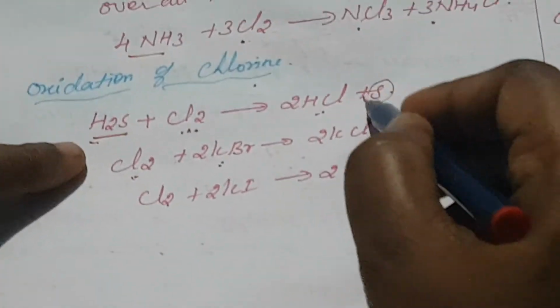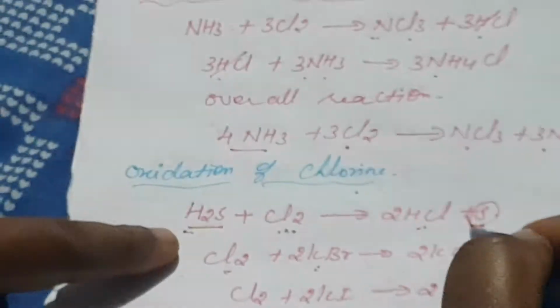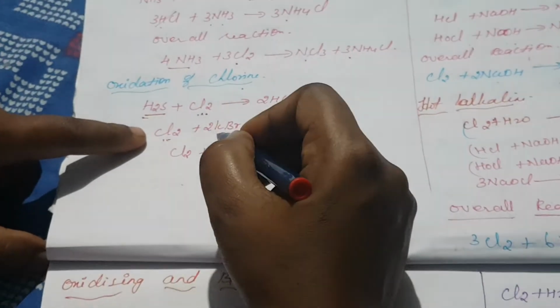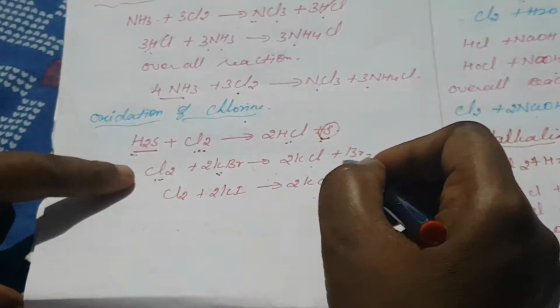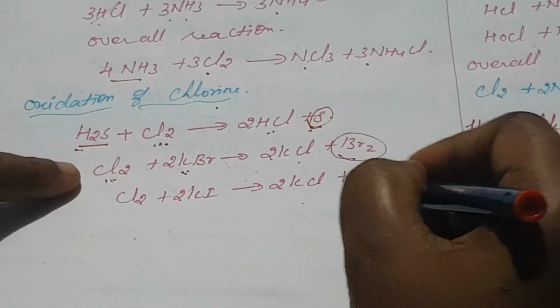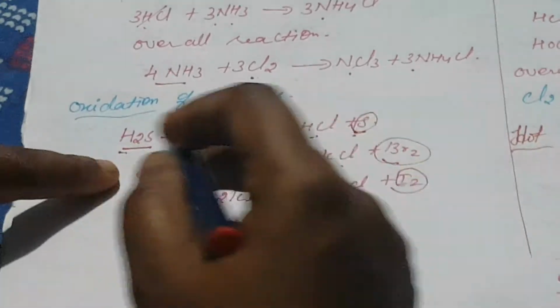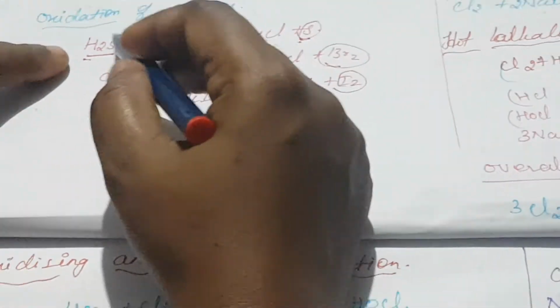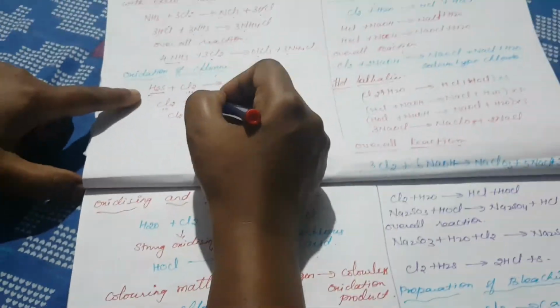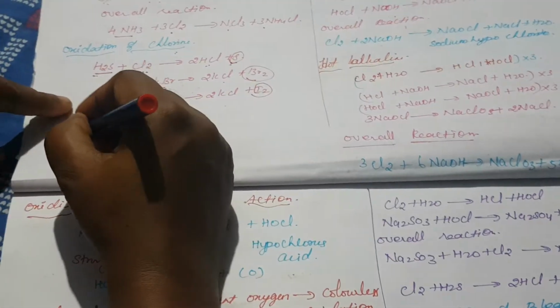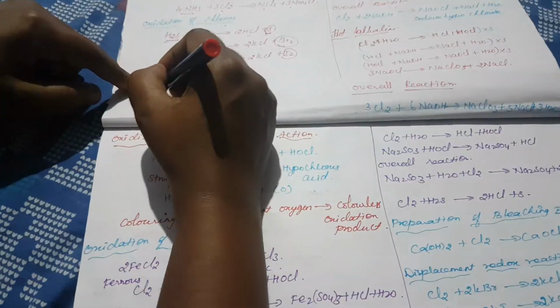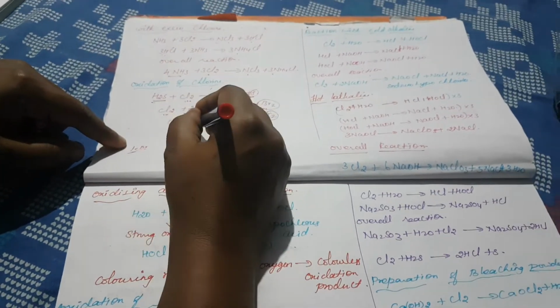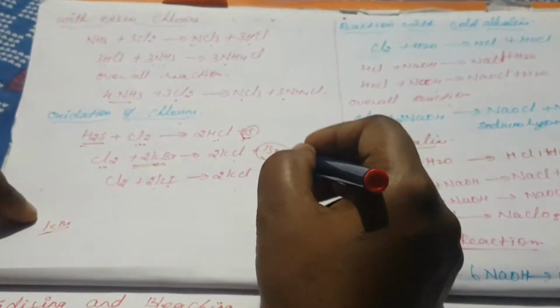Hydrogen sulfide reacts with chlorine. It will be oxidized into sulfur. Chlorine reacts with potassium bromide to form bromine, and liberates iodine from potassium iodide. So that is the oxidation by chlorine, or oxidation of halogens. Chlorine with halo acids, potassium bromide, potassium iodide: when bromine is liberated, iodine will be liberated.